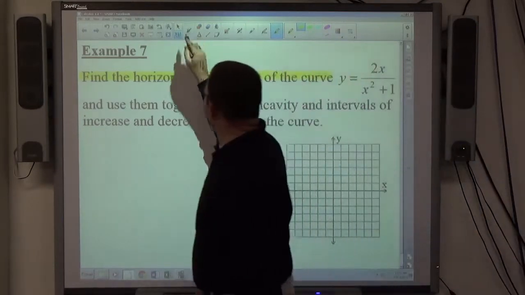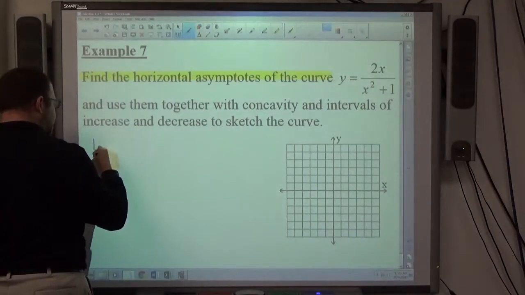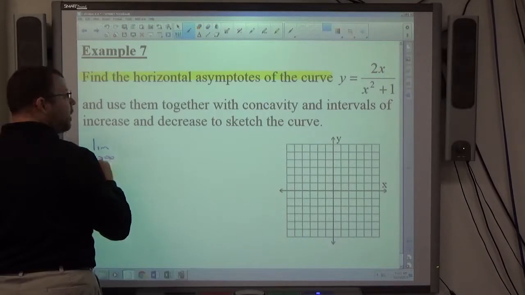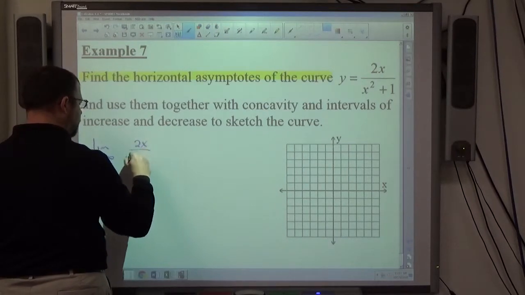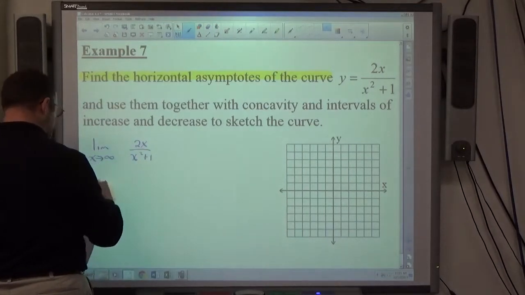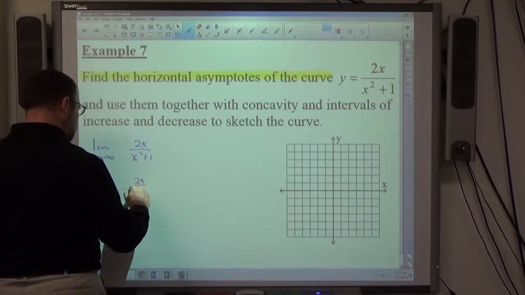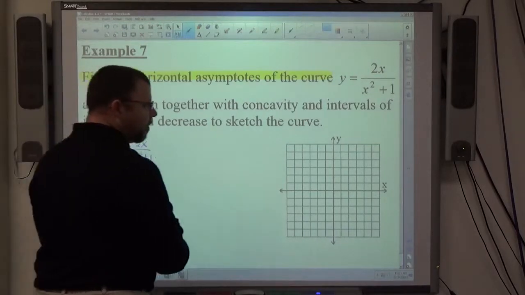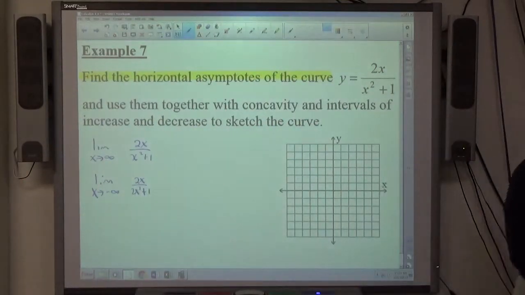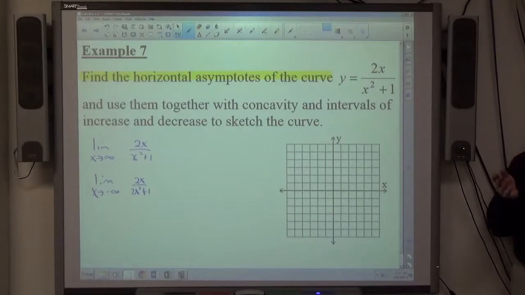All right. So, if I do the limit as x approaches infinity of 2x over x squared plus 1, and the limit as x approaches negative infinity of 2x over x squared plus 1, that's going to get me the horizontal asymptote or asymptotes if there are any. So again, anytime they ask for horizontal asymptotes, that's your technique. Do the limit as x approaches both positive and negative infinity. Usually they're the same answer, sometimes they're different. But usually the same.